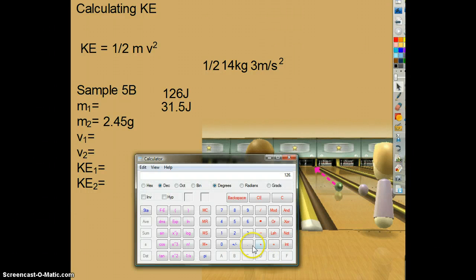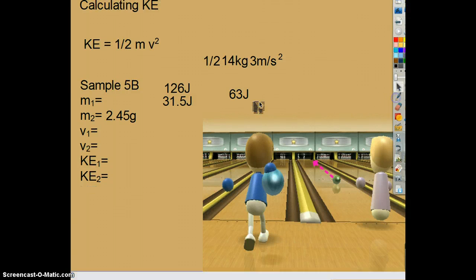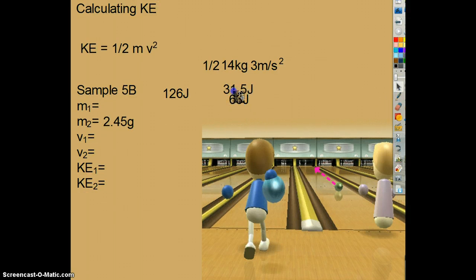Alright, time for me to calculate. Let's see, 0.5 times 14 times 3 squared, which is 9. So times 9. And I hit enter, and I've got, in this case, an energy now of 63 joules. Now, when we compare the difference there, the original with a 7 kilogram ball was 31.5. Now we have an energy of 63 joules.